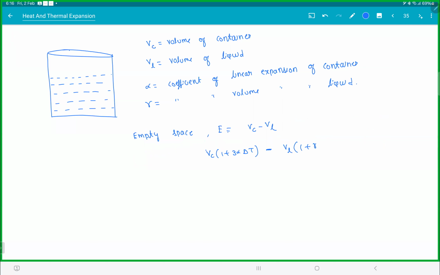Minus VL into 1 plus gamma delta T. This is the new volume of the liquid. This should be equal to still Vc minus VL. So you end up with Vc 3 alpha minus VL gamma is equal to 0. Easy. 3 Vc alpha is equal to gamma VL. बस इतना ही करना था.